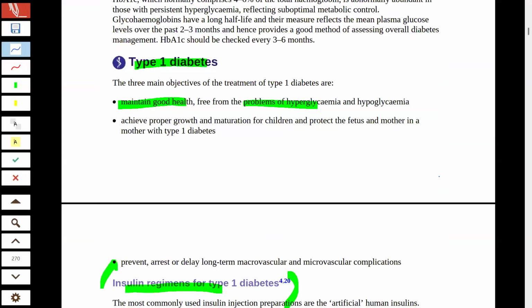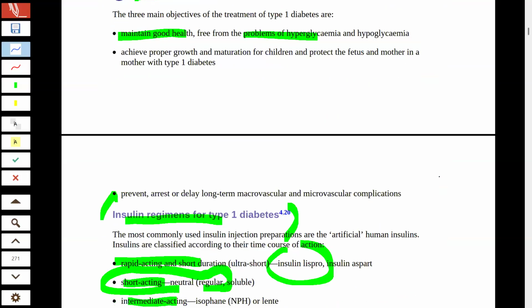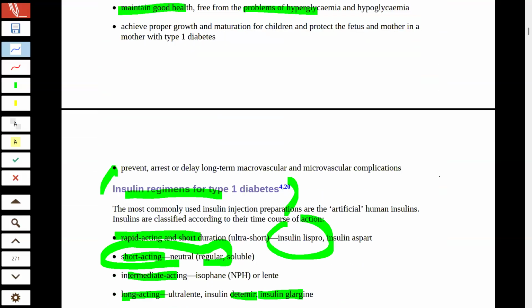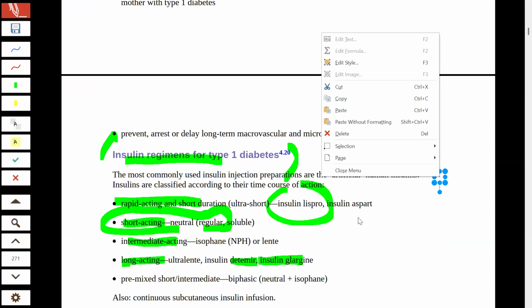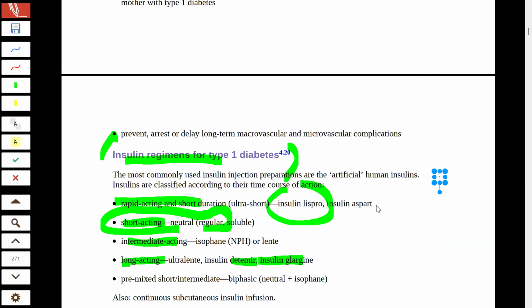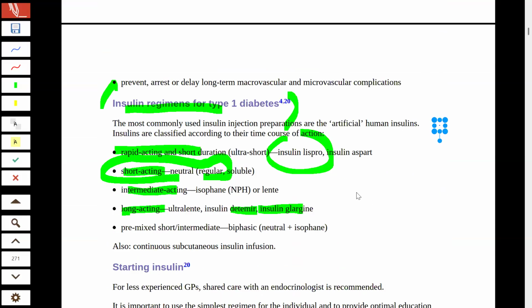Type 1 diabetes, these things are the same. And we will add insulin after lifestyle modification. Okay, okay, doctor. And in type 1 diabetes, we will add insulin.